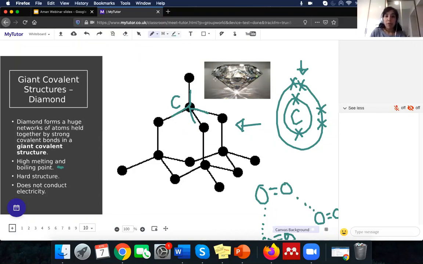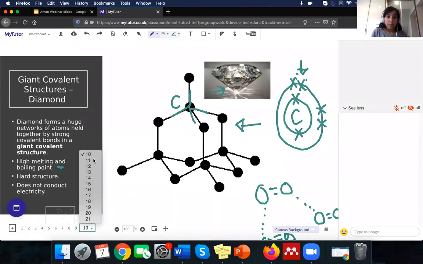If you imagine, this diamond here would just be a very large one of these structures. That's what that diamond would look like. There are no intermolecular forces. They're all bonded together covalently. And that's why it has a high melting and boiling point, because we have to break those strong covalent bonds, and it's hard and it doesn't conduct electricity because there are no free electrons. All 4 of carbon's electrons are being used in bonding.